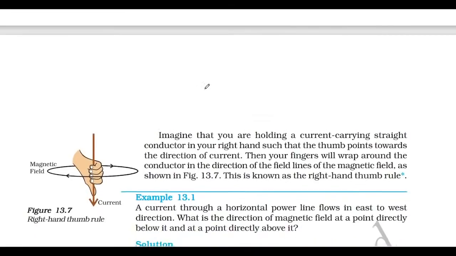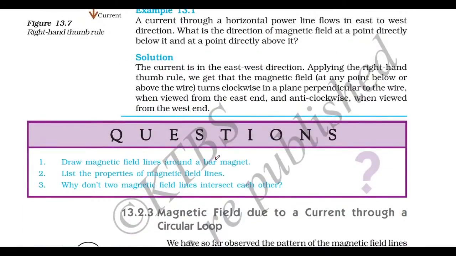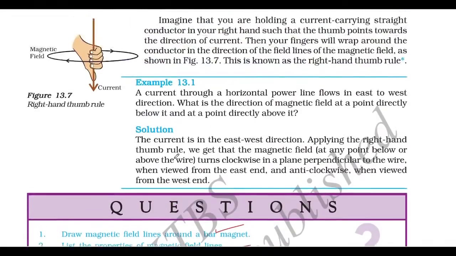Right hand thumb rule. Draw magnetic fields around the bar magnet, list the properties of magnetic field lines, and also why the magnetic field lines will not intersect.